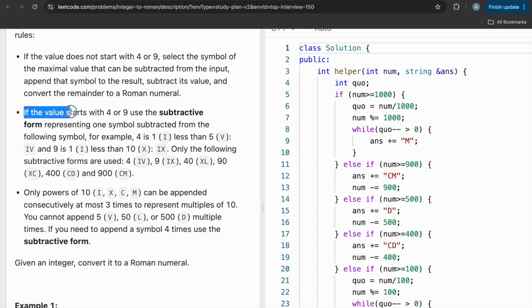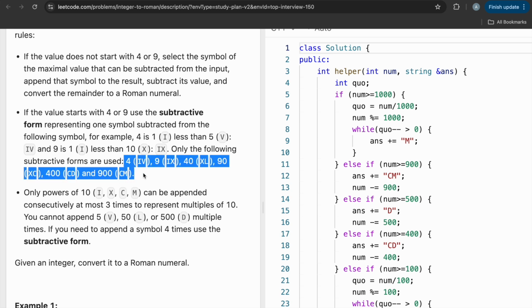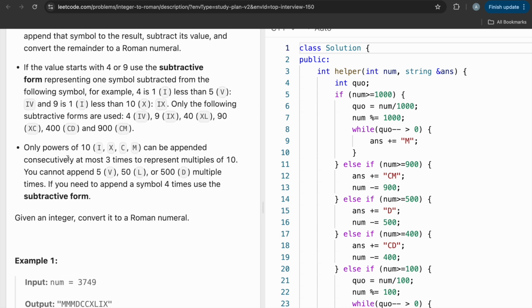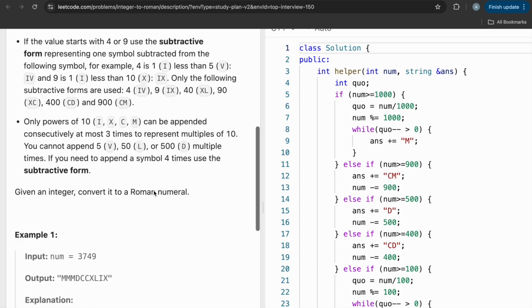Second rule: if the value starts with 4 or 9, use the subtractive form representing one symbol subtracted from the following symbol. For example, 4 is IV and 9 is IX. So we have to keep track of these 6 symbols as well, and only powers of 10 can be appended, consequently at most 3 times, to represent multiples of 10. You cannot append 5, 50, 500 multiple times. If you need to append a symbol 4 times, use the subtractive form.